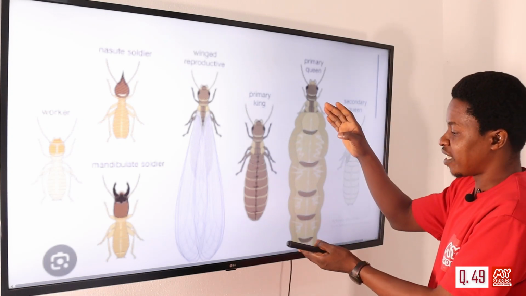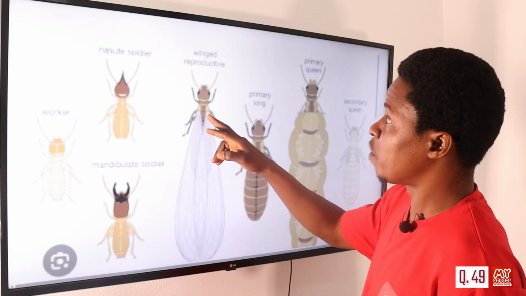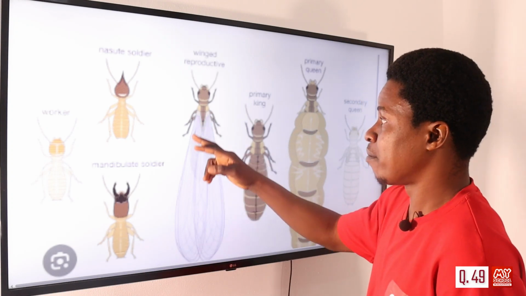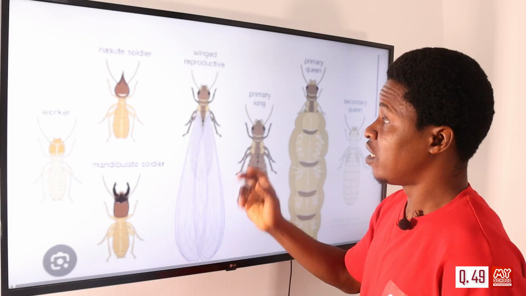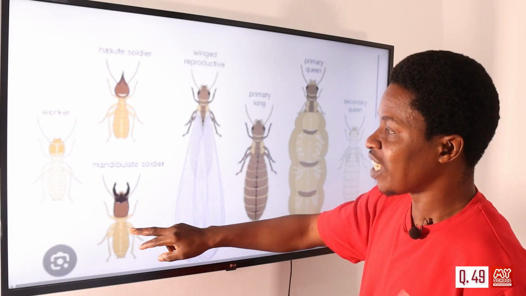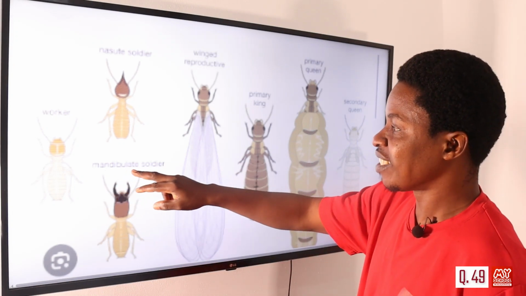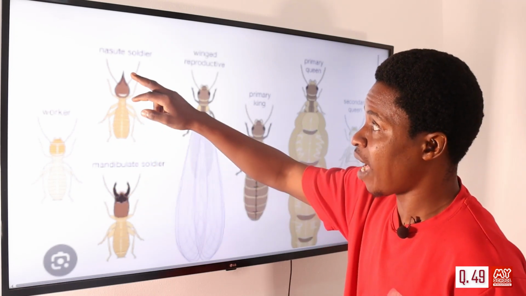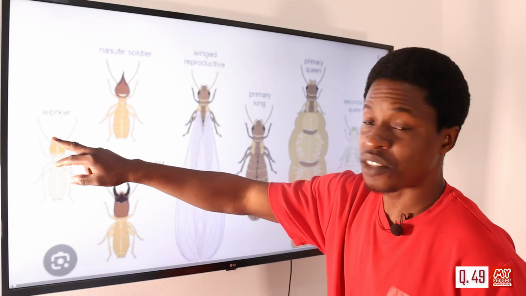By the time it becomes bigger, it becomes at this stage. So we have the winged reproductive, just like the king. At some time they begin to shed off, they lose these wings. Okay, so we have the soldier. We call it mandibulate soldier because you can see their mandible. It's so sharp. It's not the same as the workers. The workers don't have that.